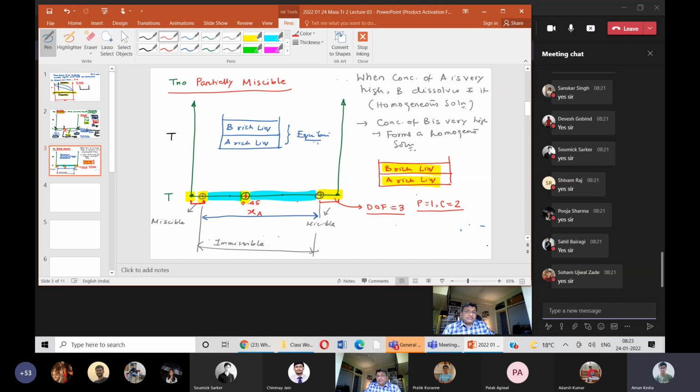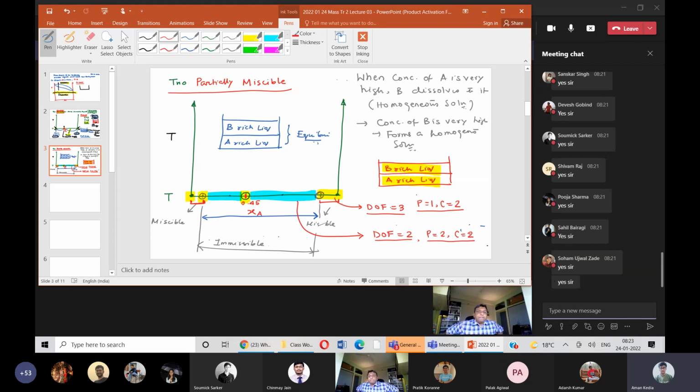In contrast, in this zone of immiscibility, the degree of freedom is equal to 2, as we have phases equal to 2 and components equal to 2. Is it clear to everyone? Sohan, you are the last one to respond. Is it clear? Pooja, is it clear? Shivam, is it clear? Shoumik, is it clear? Sneh, is it clear? Adrija, is it clear?